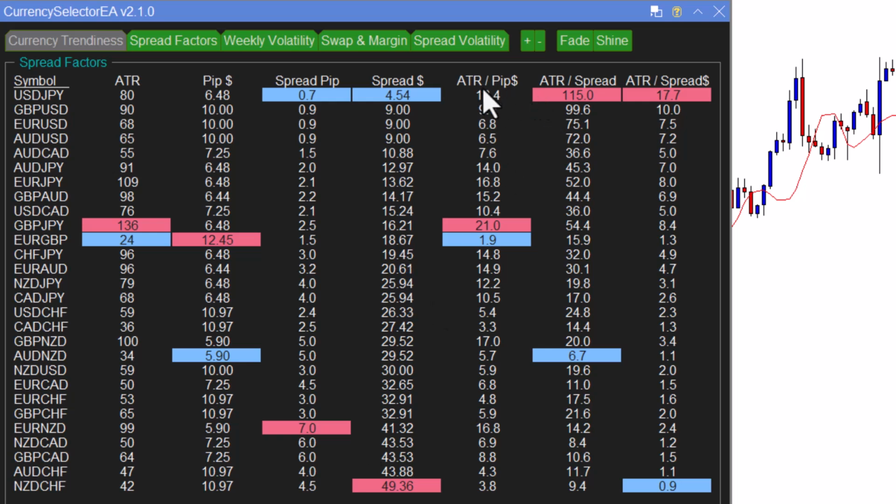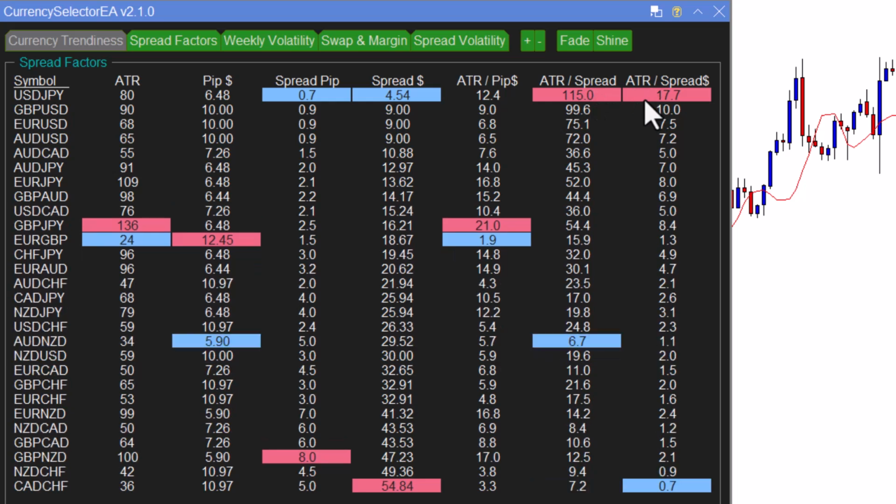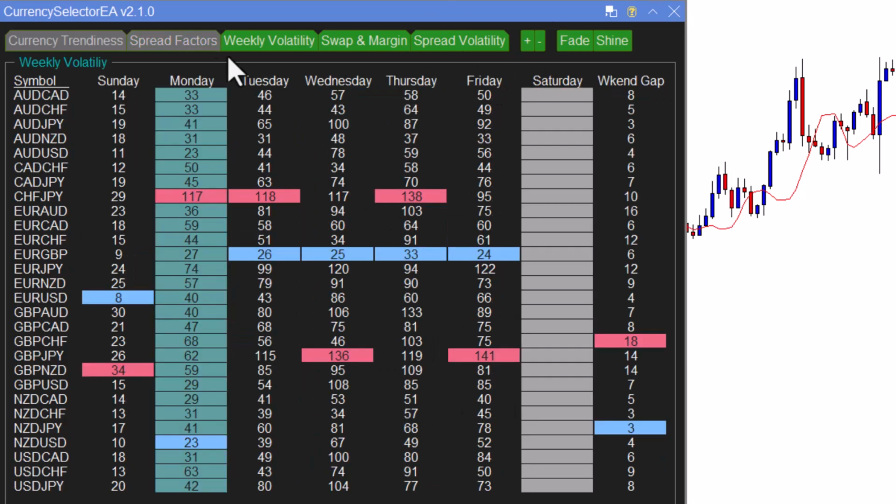And then we look at some more advanced analysis where we say, how much money are you getting for every pip movement in the market? So we're saying, what is the ATR relationship to the spread you're paying, and we look at those kind of factors. We also look at weekly volatility factors, and there we are. You can see that the days differ. We also look at weekend gaps.